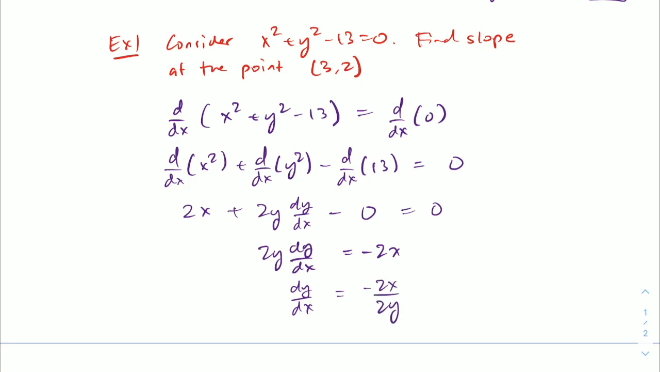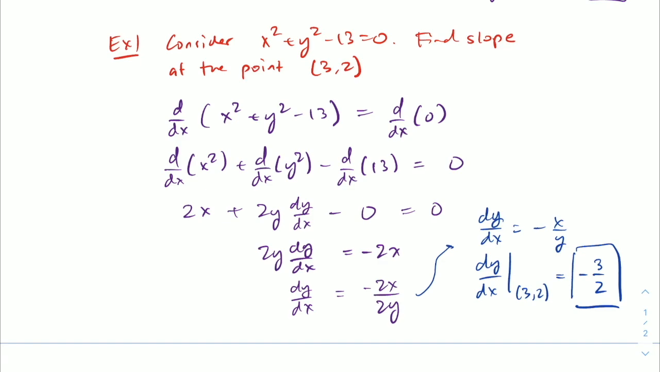Let's simplify this a little bit. So dy/dx equals negative x over y. Those 2's cancel. And now we put in our point of interest, (3, 2), and we get negative 3 over 2 as our slope. All right, let's do one more example.